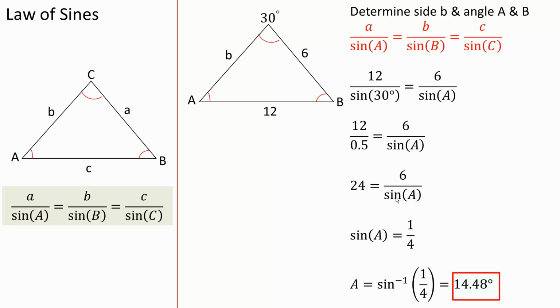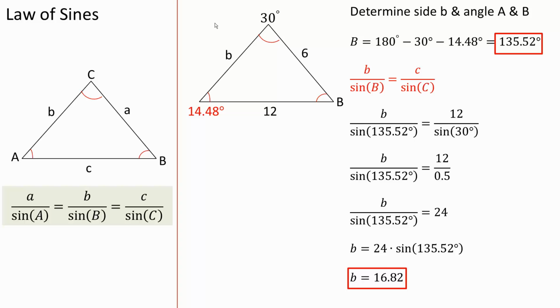And now we can do some cross multiplication. So we could say that sine A is equal to 6 divided by 24, so 1/4. If we use a calculator, A is equal to sine inverse of 1/4, which is 14.48. And this makes sense because this is 30 degrees, it corresponds to 12. This is 6 and it corresponds to 14.48.